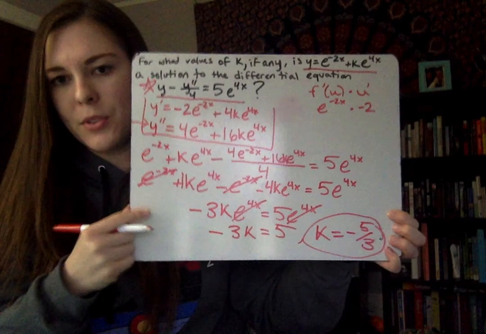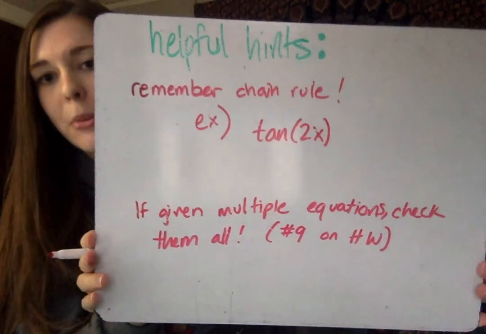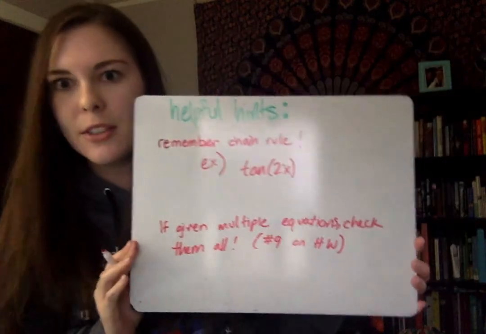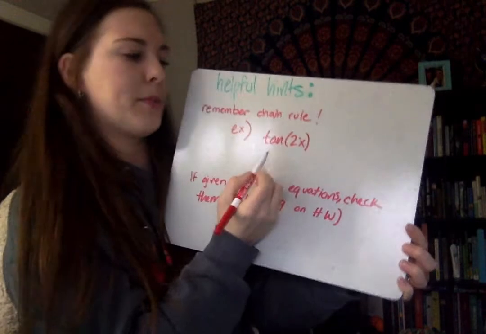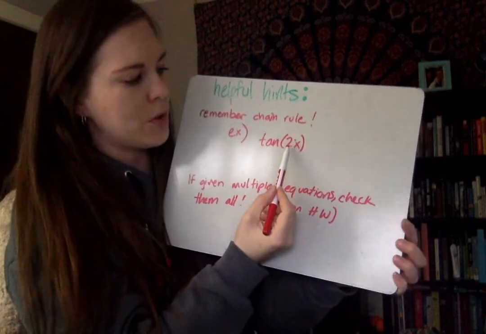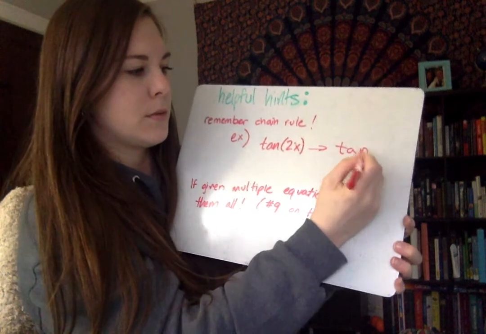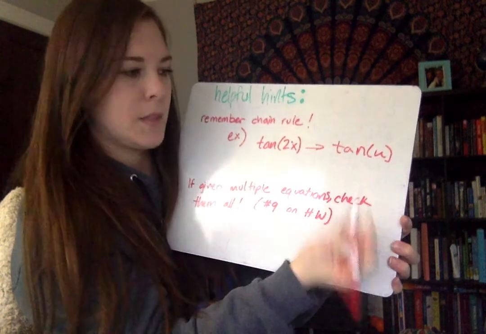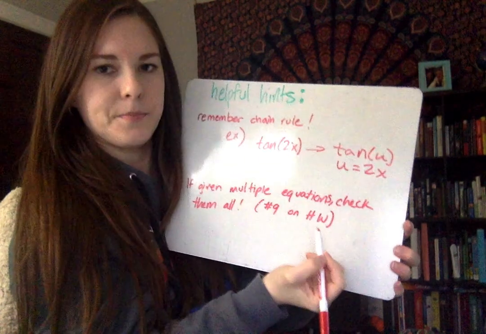Okay, so this is mostly what your assignment is going to look like. I just have a few reminders for you guys as you're doing that. So, my few reminders. Okay, remember the chain rule. If you forget the chain rule, it will get you into trouble. Okay, so real quick example of our chain rule. Let's say we have tangent of 2x. This would be tangent of u. And our u is 2x.